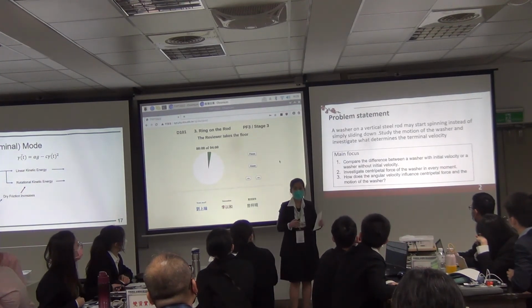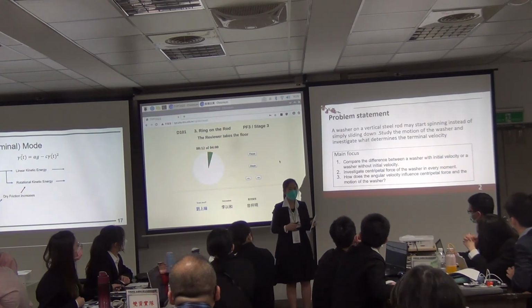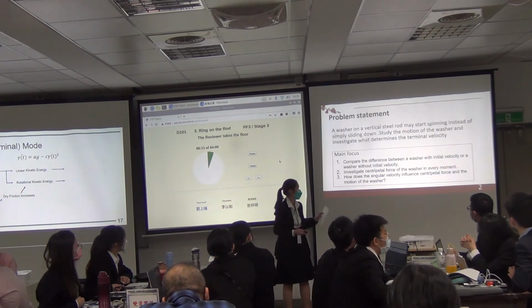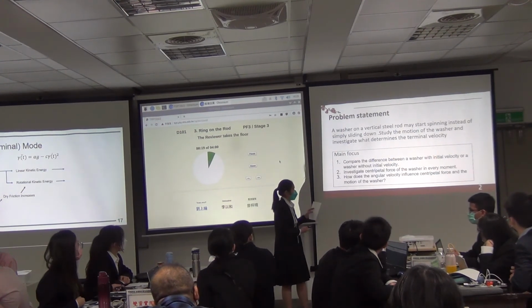The problem statement said that a washer on a vertical steel rod will start spinning instead of simply sliding down. Study the motion of the washer and investigate what determines the terminal velocity. I think the main focus is the motion of the washer and what determines the terminal velocity.